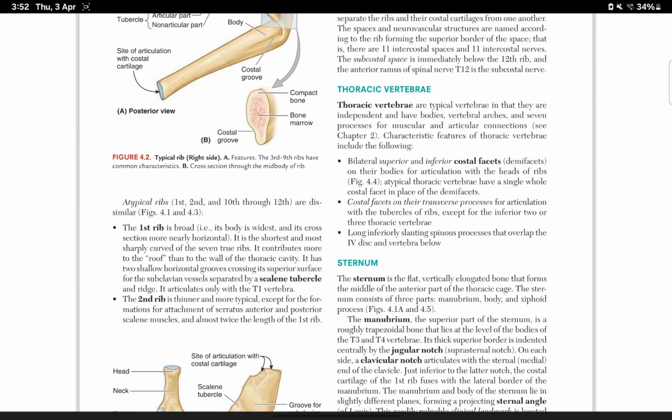Atypical thoracic vertebrae have a single whole costal facet in place of demifacets. Costal facets on their transverse processes are for articulation with the tubercles of ribs, except for the inferior 2 or 3 thoracic vertebrae. Long, inferior slanting spinous processes overlap the intervertebral disc and the vertebra below.